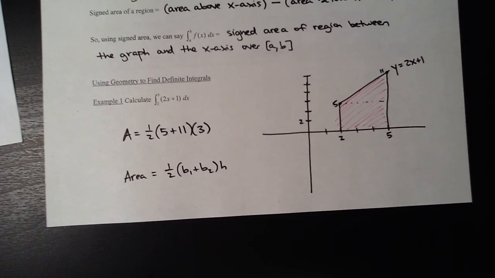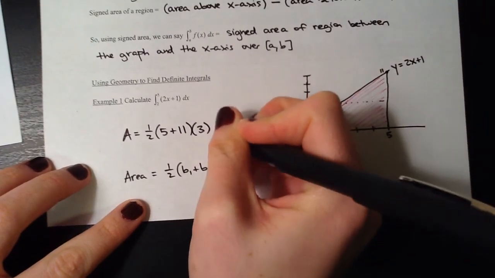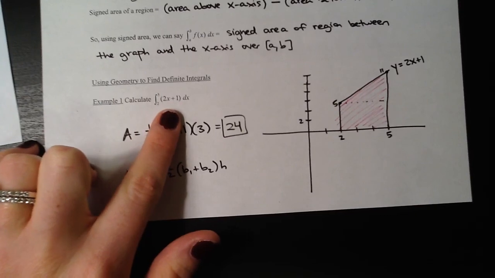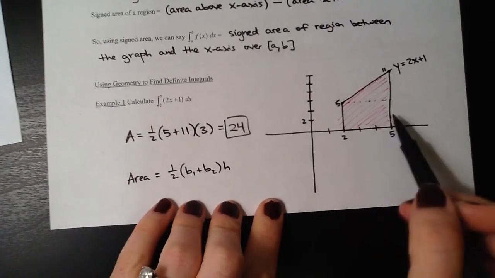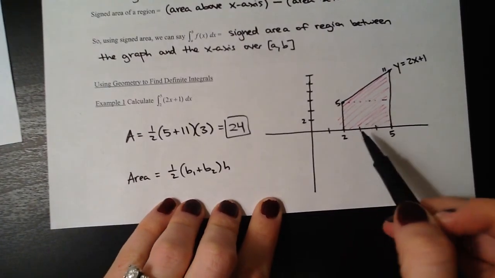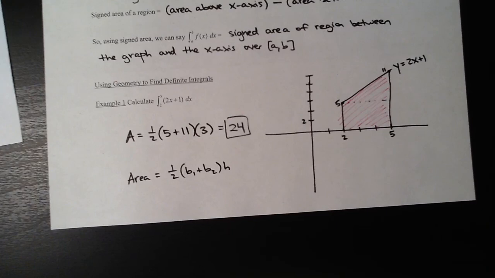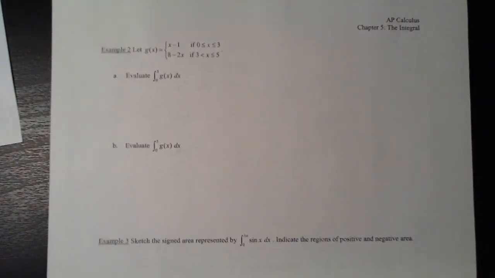We plug that in. 5 plus 11 gives us 16. Half of that is 8, times 3 is 24. All right, so the definite integral from 2 to 5 of 2x plus 1 ends up giving us 24. And again, what that represents is the area under this curve, or I guess between this curve and the x-axis from 2 to 5. Okay, so that's one where our function is entirely positive between 2 and 5. The next couple that we're going to look at, we have some negative spots, so we'll talk about what that means. So example 2, we've got this piecewise function.